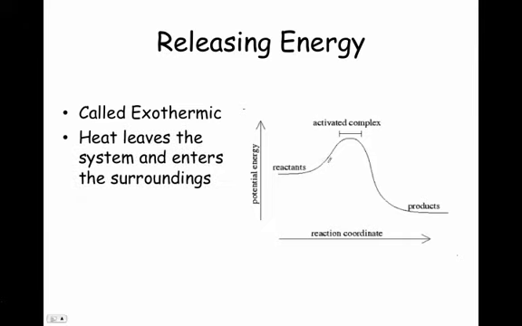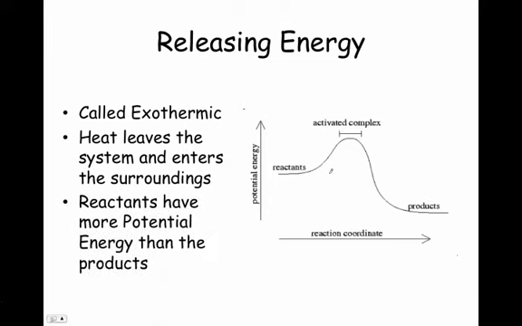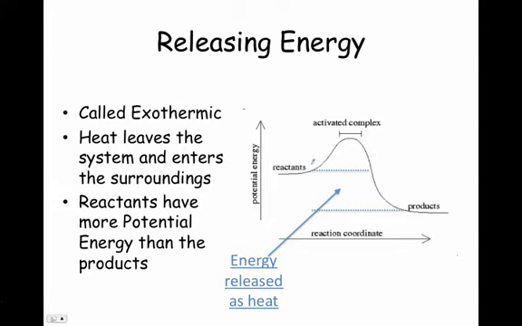Okay, so in an exothermic reaction, heat leaves the system and enters the surroundings, which gives us a negative delta H. And as you can see on the graph, the reactants have more potential energy than the products. So to calculate the energy that's released as heat, we take a line from the products, we draw that over, take a line from the reactants, we draw that over, and then we find the difference between the products and the reactants, and that energy that's released as heat is our delta H of reaction. So pretty simple.